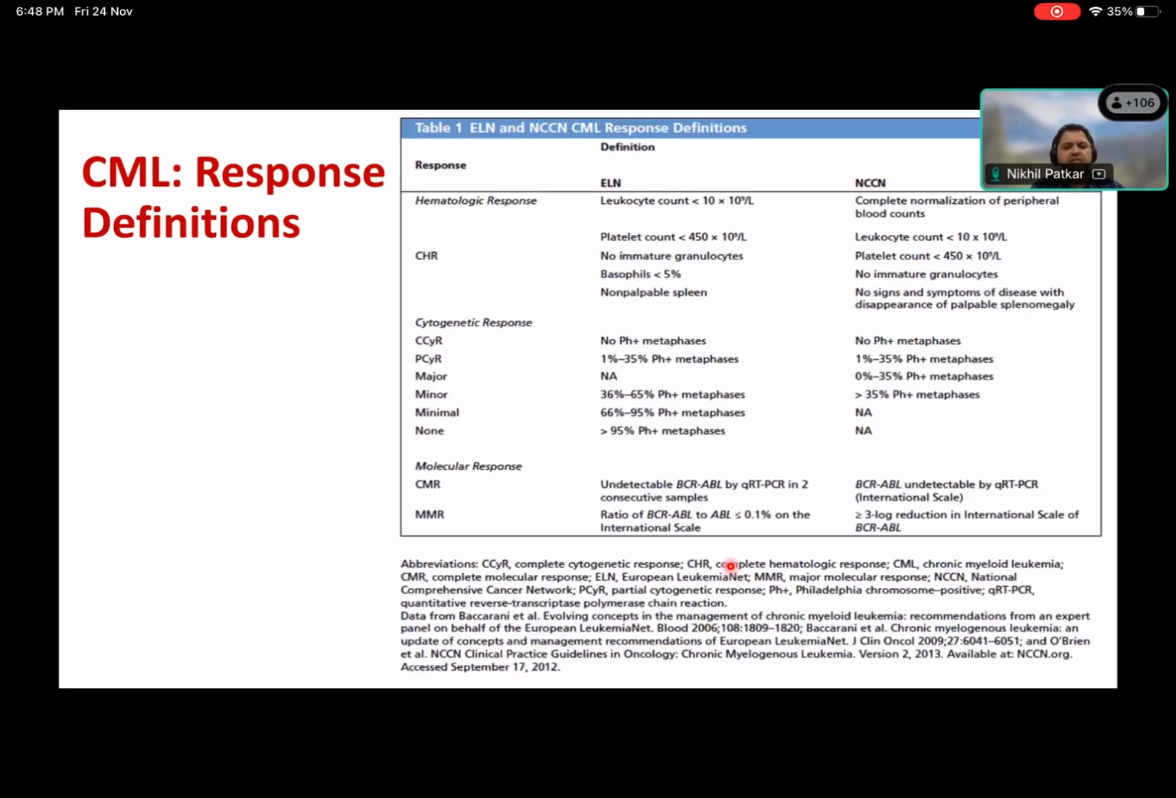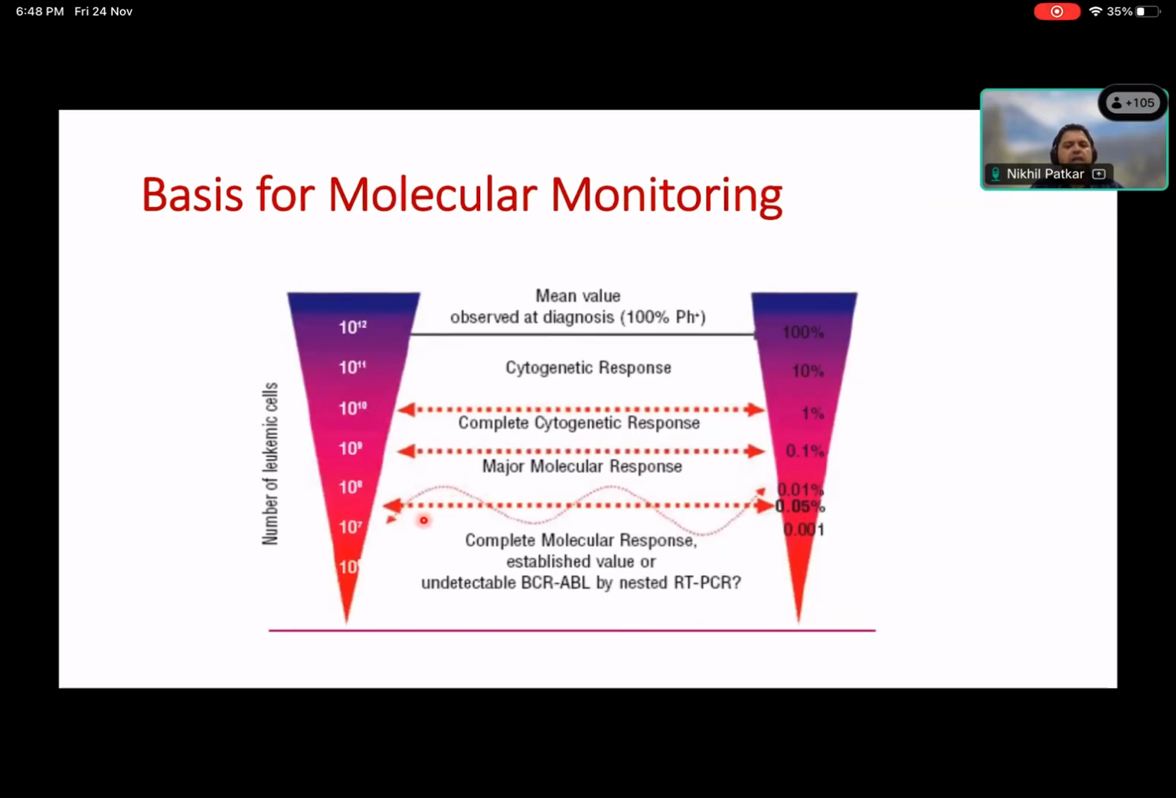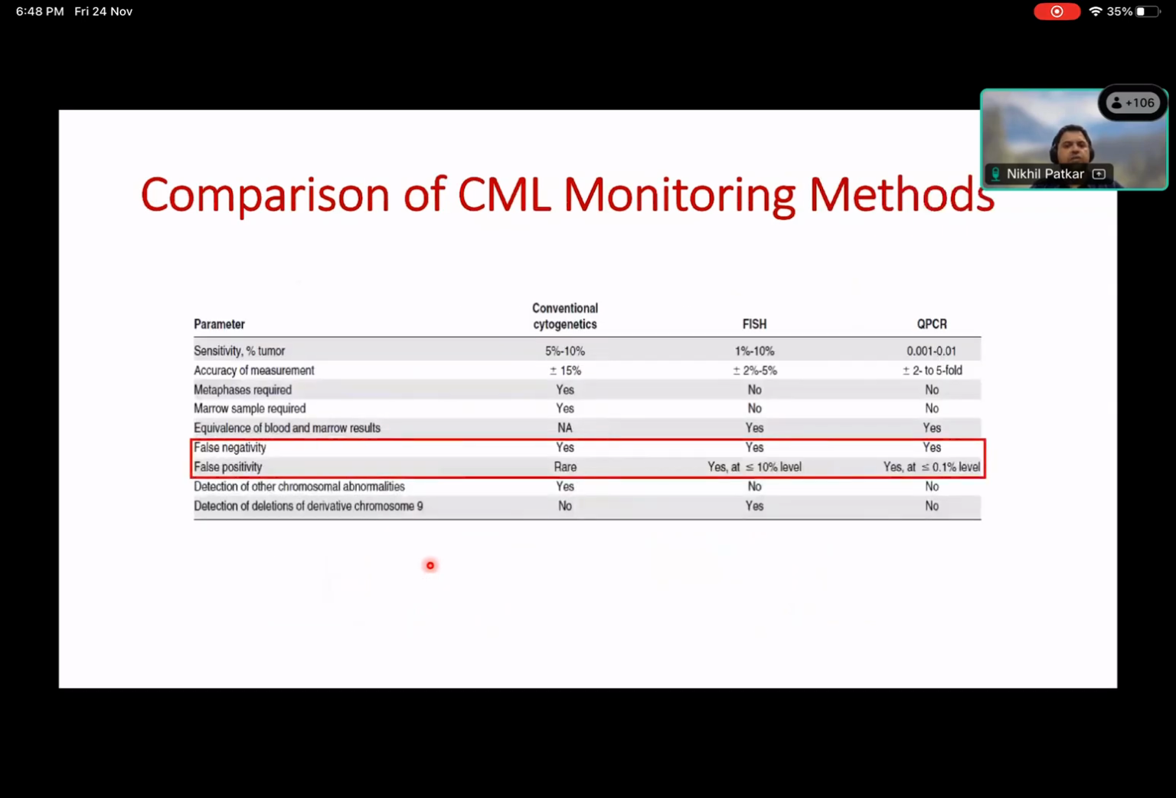So there are different response definitions in CML, as defined by the European Leukemia Network. You can see here that typically at a level of 1%, the patient is said to have a complete cytogenetic response. At 0.1%, major molecular response, and at 0.01%, the patient has deep molecular response. If you look at different techniques, conventional cytogenetics and FISH have a very low sensitivity, and to really detect disease at a much lower level, you need sensitive techniques such as quantitative real-time PCR. So what is real-time PCR?